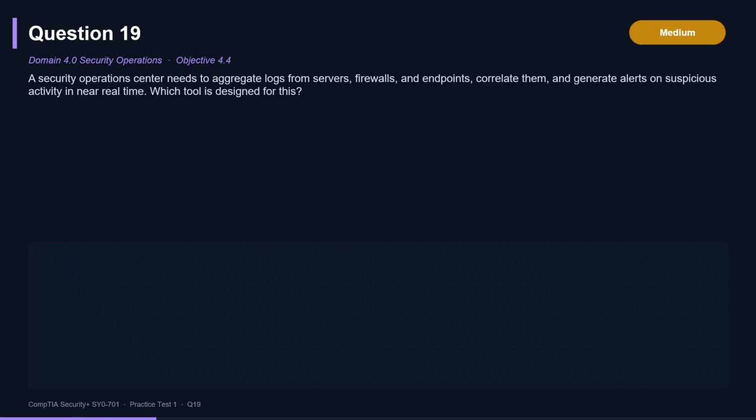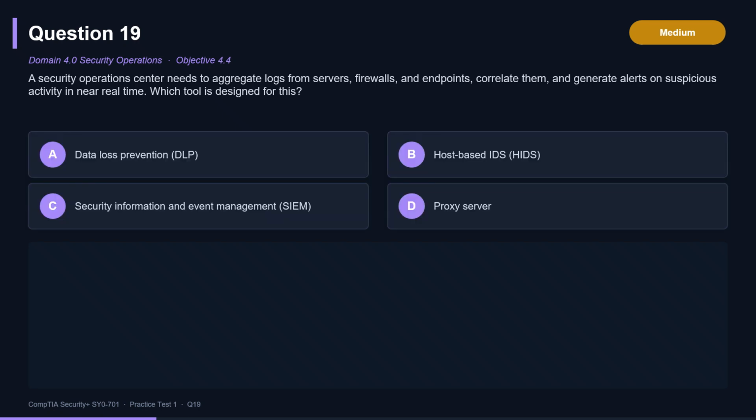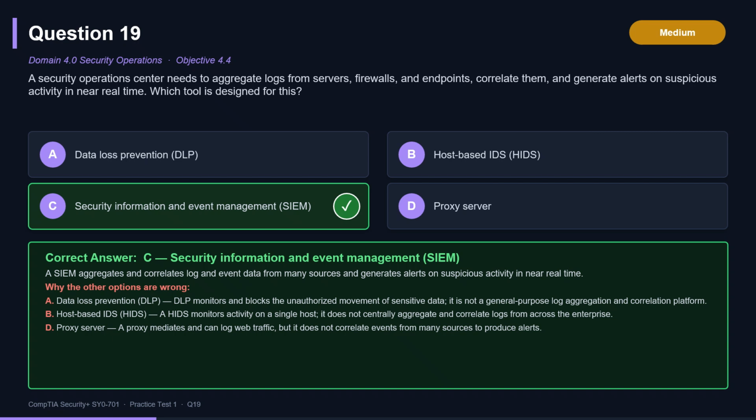Question 19. A security operations center needs to aggregate logs from servers, firewalls, and endpoints, correlate them, and generate alerts on suspicious activity in near real time. Which tool is designed for this? The correct answer is C, Security Information and Event Management, SIEM. A SIEM aggregates and correlates log and event data from many sources and generates alerts on suspicious activity in near real time.